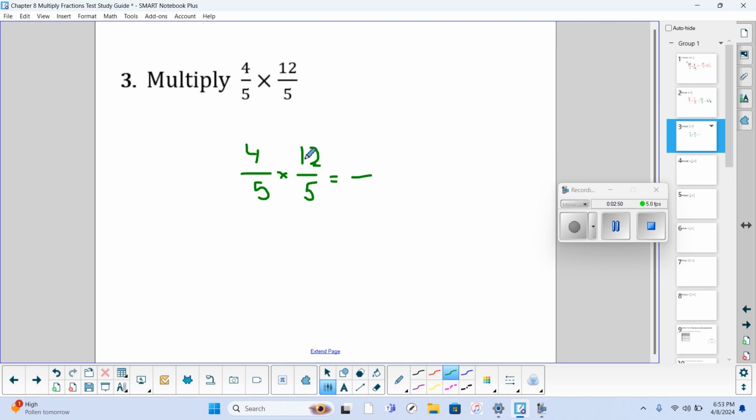4 times 12 is 48. And 5 times 5 is 25. And for this, I'm actually going to write it kind of like a long division problem because I want to make sure people understand why the right answer is what it is. All right, well, how many times does 25 go into 48? Well, 2 times 25 would be 50, so that's too much.